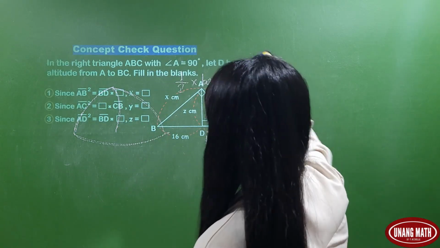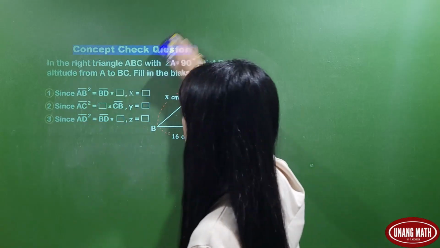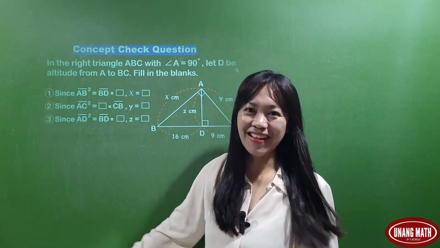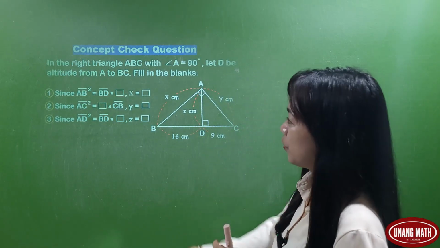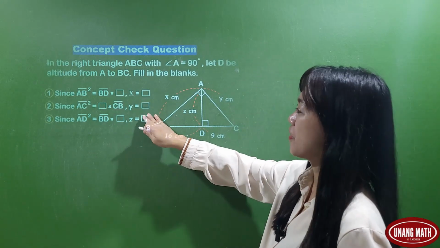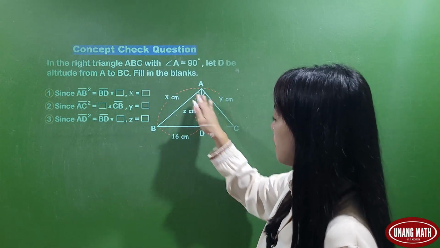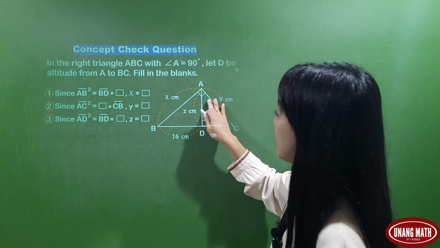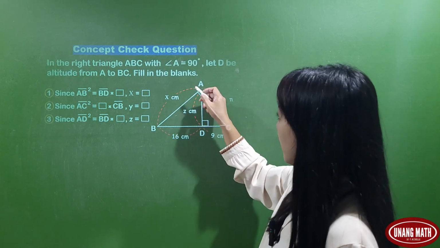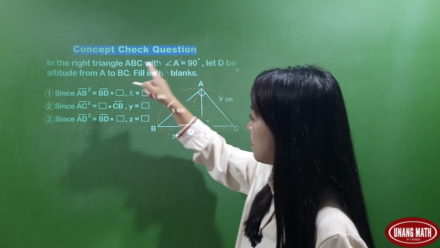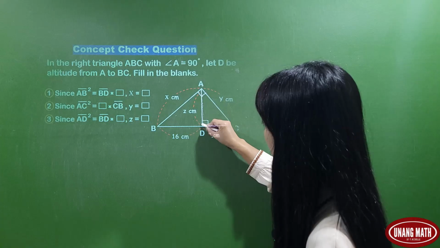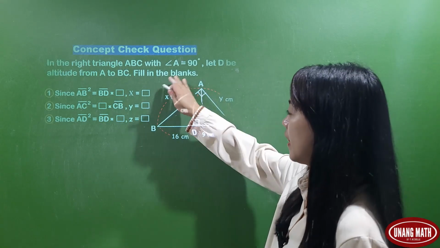This time, let's try to answer this simple activity to test whether you understand the previous lesson or not. So we are going to write the correct answers in this blank or in these boxes. So in the right triangle ABC, with angle A equal to 90 degrees, let D be the altitude from A to BC. So this is our altitude, or the height of this right triangle. So fill in the blanks.